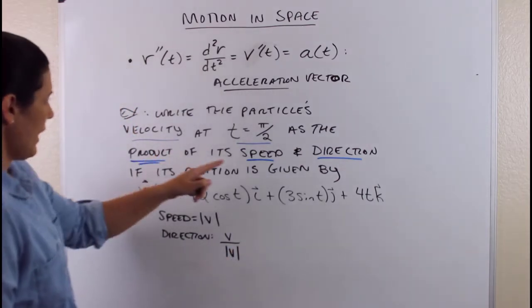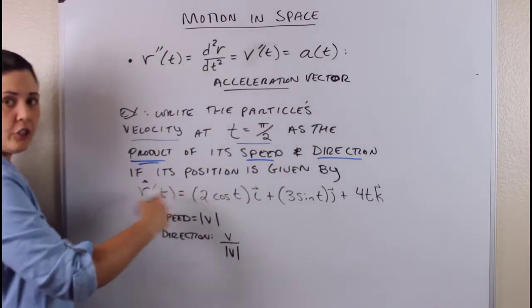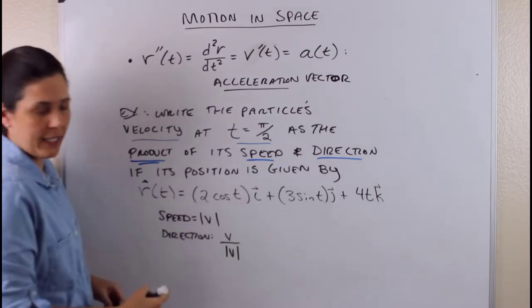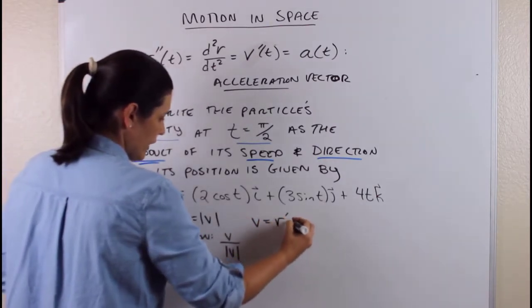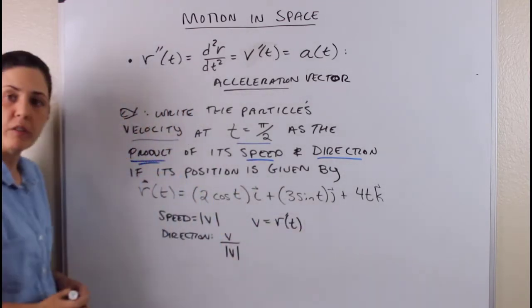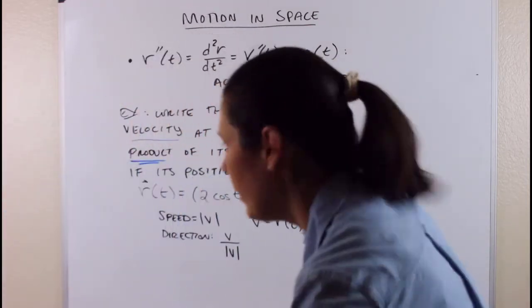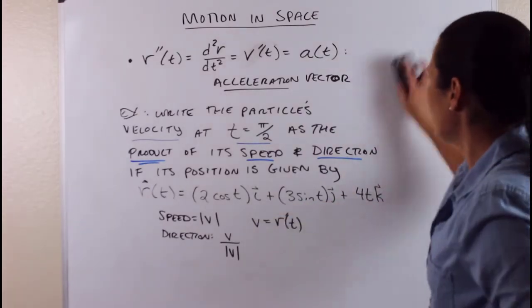Then we have the given position. Notice this is a position function, so we still have to find v by taking the derivative. Remember that v is the derivative of r, so the velocity is the first derivative of position. Okay, let's work these out. We're going to start with the derivative because we need that to find speed and direction.